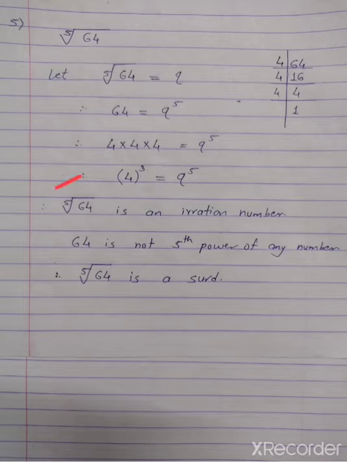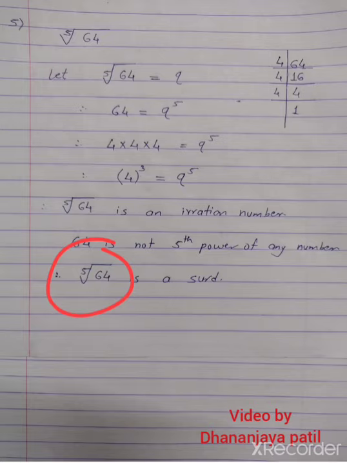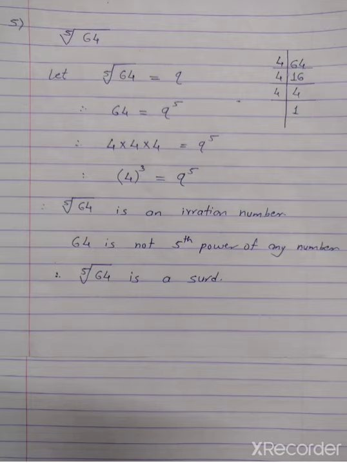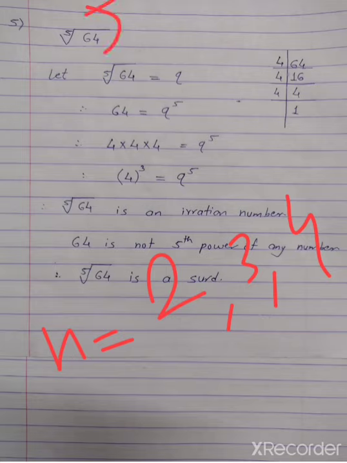So here I write some sentences. Fifth root of 64 is an irrational number because 64 is not a fifth power of any number, and therefore it is a surd. If you find this value, the fifth root of 64, you will get an irrational number, and therefore it is a surd. So in these examples we studied some different values for n. Here we studied 2, 3, 4, and here we studied 5 also.